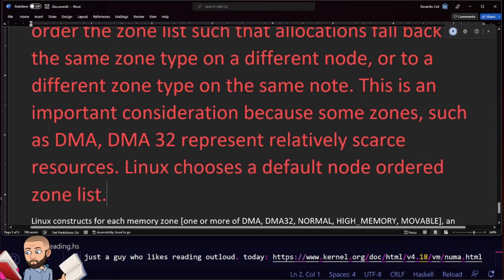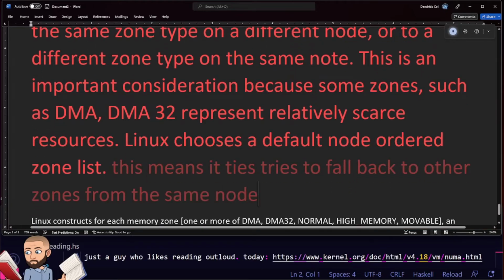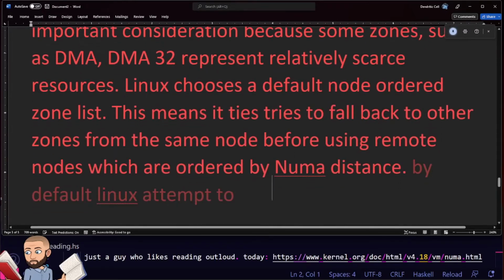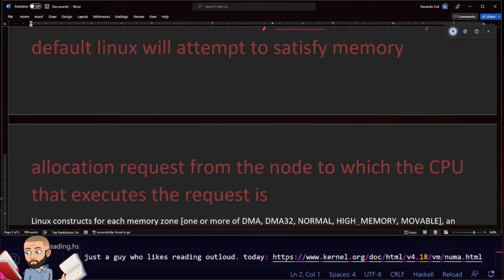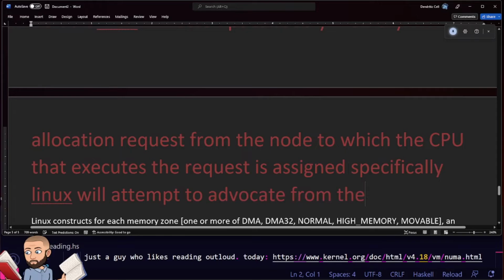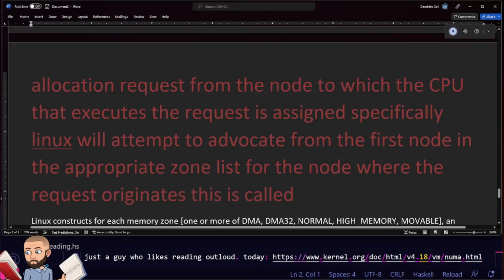This means it tries to fall back to other zones from the same node before using remote nodes, which are ordered by NUMA distance. By default, Linux will attempt to satisfy a memory allocation request from the node to which the CPU that executes the request is assigned. Specifically, Linux will attempt to allocate from the first node in the appropriate zone list for the node where the request originates. This is called local allocation.